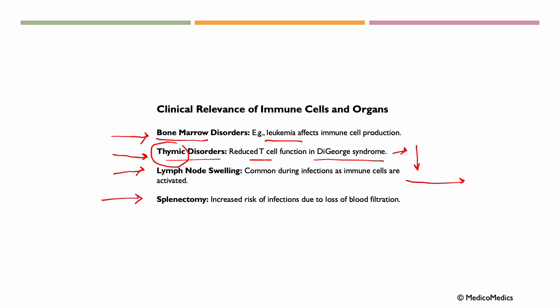And then, of course, we talked about the spleen. So having undergone a splenectomy would lead to increased risk of infections due to loss of blood filtration. The spleen helps remove old blood cells and fight certain bacteria. After a splenectomy, meaning a surgical removal of the spleen, patients are at a higher risk for severe infections, especially from encapsulated bacteria like Streptococcus pneumoniae.